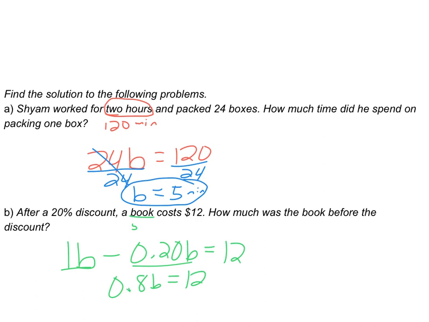Okay, now to solve for b, divide by what's in front of it. So divide both sides by what's in front of it. And if I do that, I get an answer that the book cost $15 before the discount.